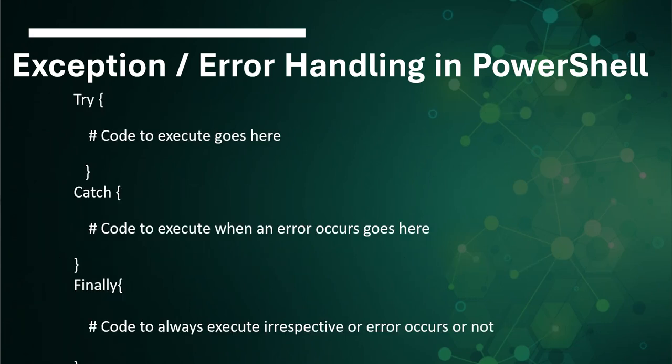Here's a quick example of how we write try, catch and finally. We write try, then curly braces. Within that we write the code, then we use the catch statement. Similarly, we also use finally braces and then the code that we want to always execute within the finally. So with this basic understanding, let's dive in and understand how we handle exceptions in PowerShell.